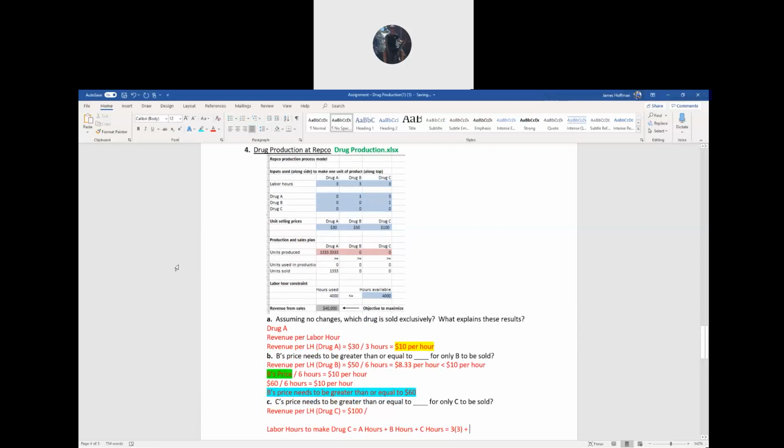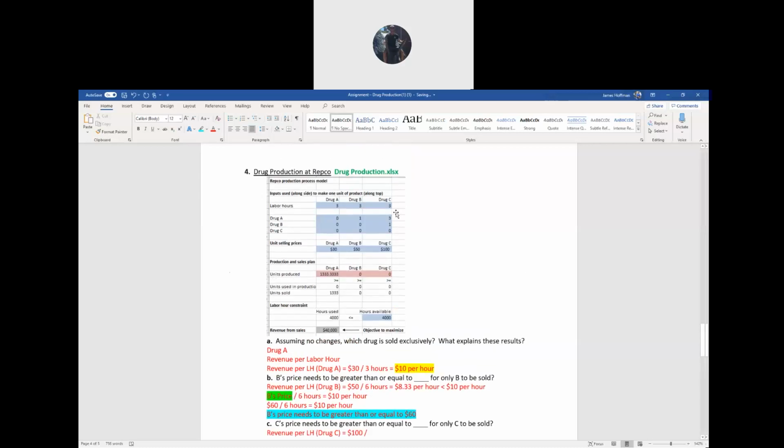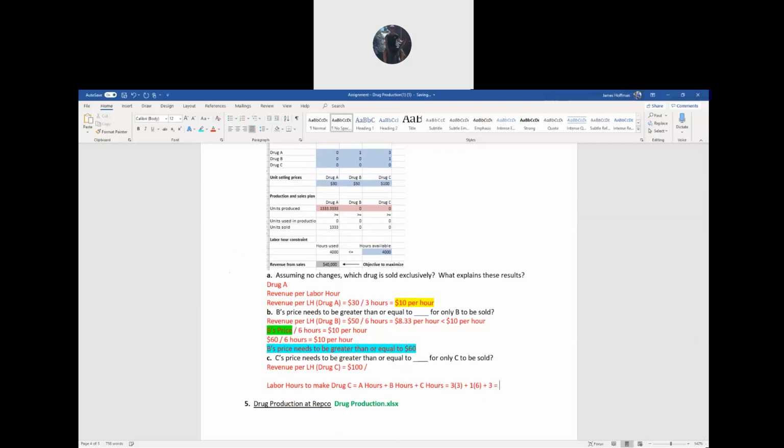We need 1 drug B, and we determined from part B that each drug B takes 6 hours, right? And then the additional hours to make it drug C are 3. So that gives us 9 plus 6 plus 3. All right, so yeah, 18 hours.